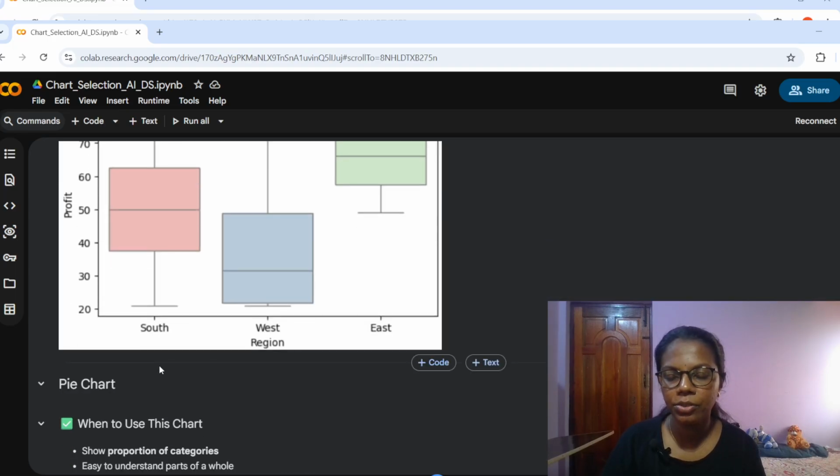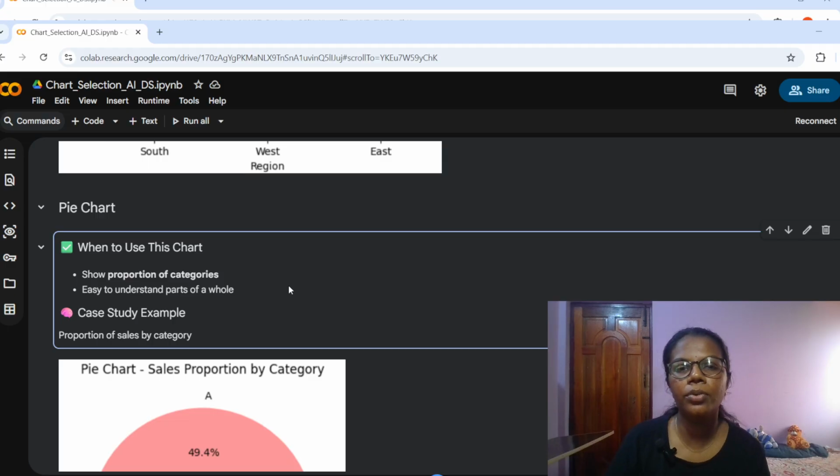In the upcoming videos, we'll be seeing the coding part for how to create these charts, and we'll be working with real datasets to create them. Based on real cases, we'll see how to work with them.